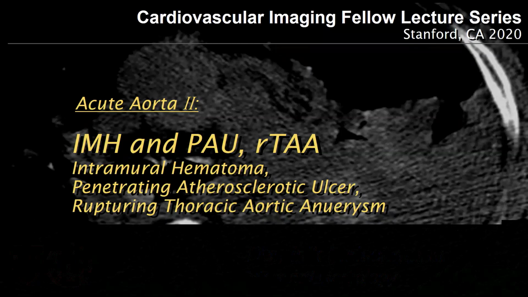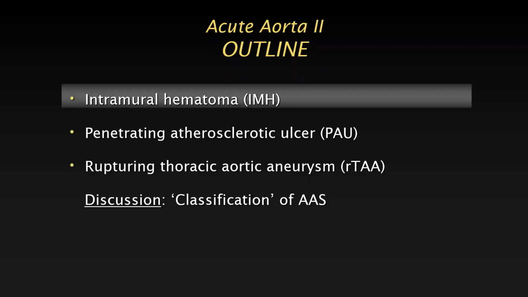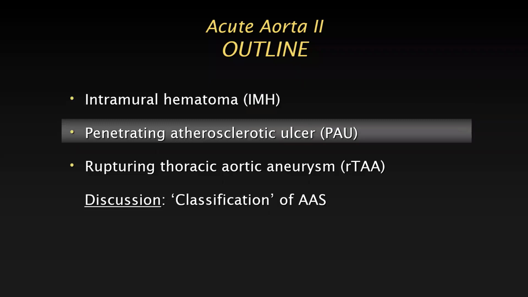Part 2 of the 2 lectures on acute aorta will today cover everything but acute aortic dissection. So that includes intramural hematoma, penetrating atherosclerotic ulcer, and then what I think also falls under this category, rupturing thoracic aortic aneurysms. So all of these we will cover in the next hour or so.